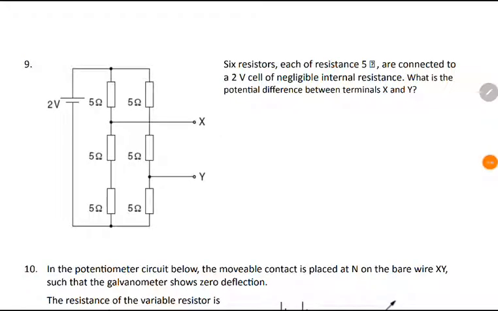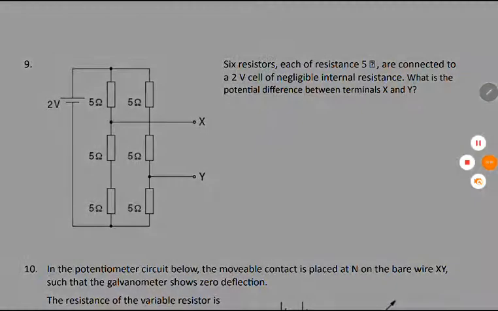Right, now we'll look at another example of a potential divider. Okay, this one is slightly different because it has two series of resistors. You try to understand this because this kind of connection is popular, even when you move to A2. So identify that this is two series of resistors.